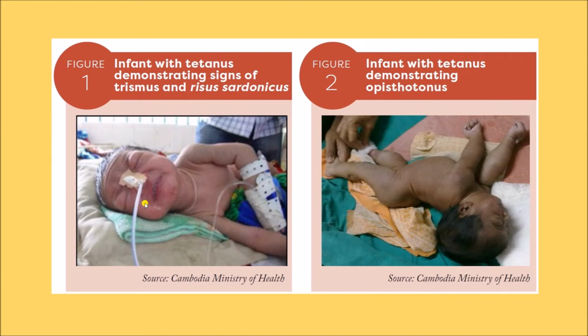In the first figure, we can see the infant with tetanus demonstrating the sign of trismus. So there is trismus and risus sardonicus. There are elevated eyebrows and facial grimace. And here we have the opisthotonus position. This is because of the contraction of the back muscles.